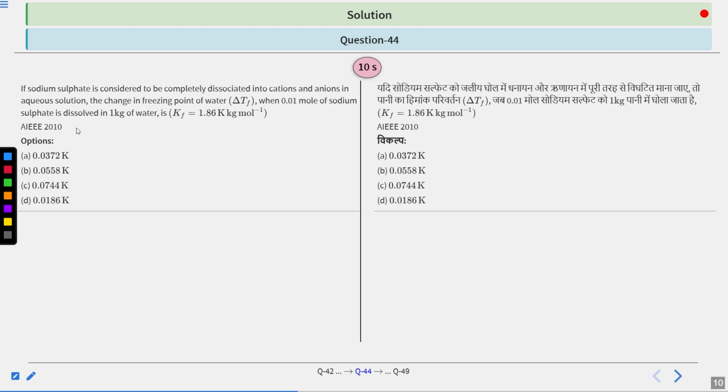Next question. If sodium sulfate is considered to be completely dissociated into cations and anions in aqueous solution, the change in freezing point of water, that is delta TF, when 0.01 mole of sodium sulfate is dissolved in 1 kg of water is, your options are: A, 0.0372 Kelvin; B, 0.058 Kelvin; C, 0.0744 Kelvin; and D, 0.0816 Kelvin. Option D.